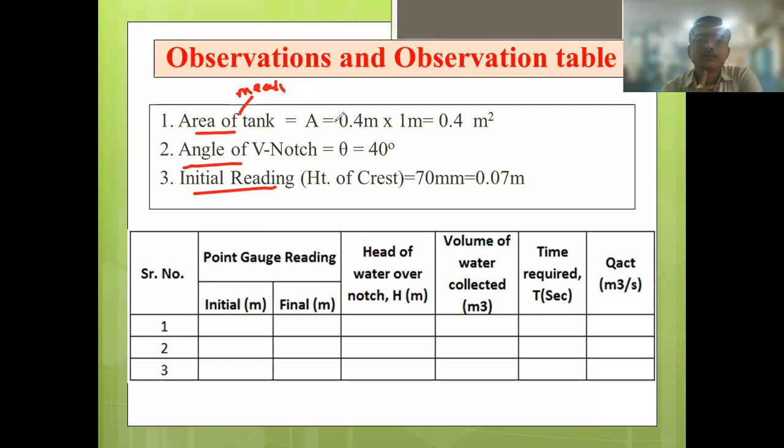Initial reading, height of crest: 70 mm. So I have taken this observation and put it here on the slide. You can also take this observation by yourself when we perform the practical. Height of the crest or height of the apex here is 70 mm, that is 0.07 meter.